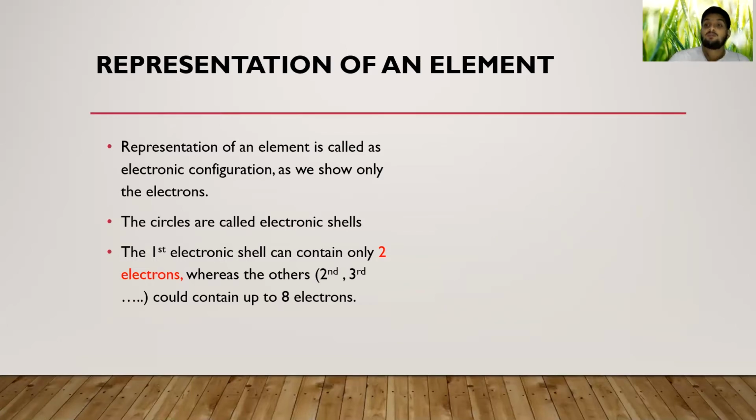Okay, but there is a small rule by which we can fill these electronic shells with electrons. So be very mindful about this one. The first electron shell can only contain 2 electrons. So the first electron shell, or the first circle, can only contain 2 electrons. That's a must. That's a definition. Even if you go to another country, that will be the same. That's a fact. Whereas the other ones, second shell, third shell, fourth shell, and so on, you can fill up to 8 electrons in those shells.